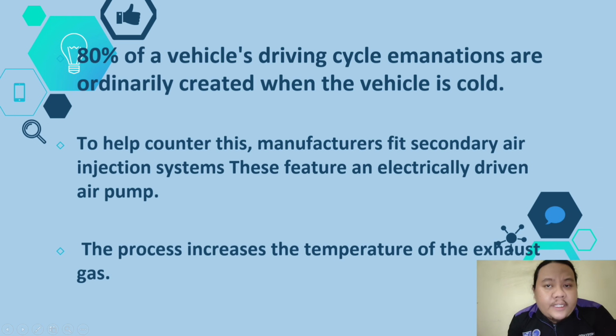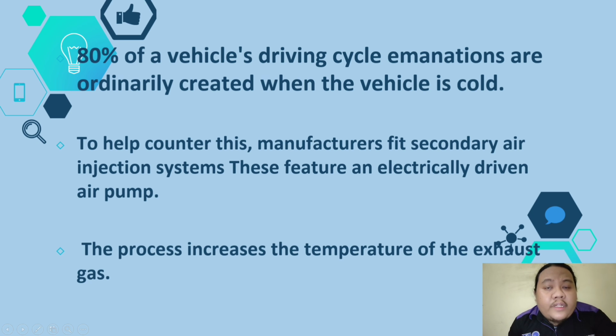To help counter this, manufacturers fit a secondary air injection system. This features an electrically driven air pump, which can be cycled on and off when needed, that supplies fresh air into the car's exhaust system. The air is injected upstream of the catalytic converter, where it can mix with the hot gas from the engine cylinder. The presence of the oxygen containing air in the hot exhaust gas allows any remaining fuel to continue burning, which helps to cut HC and CO emissions.